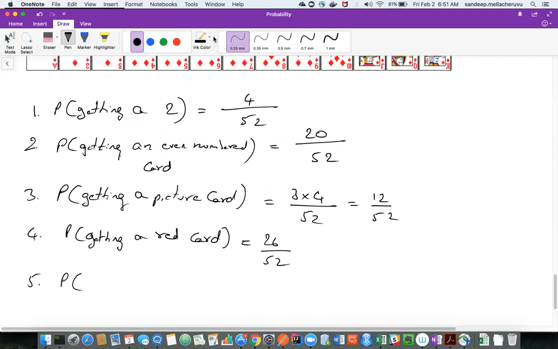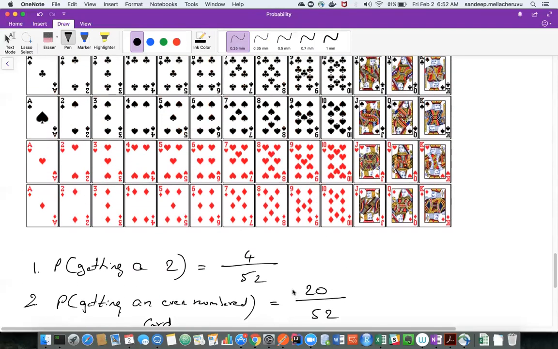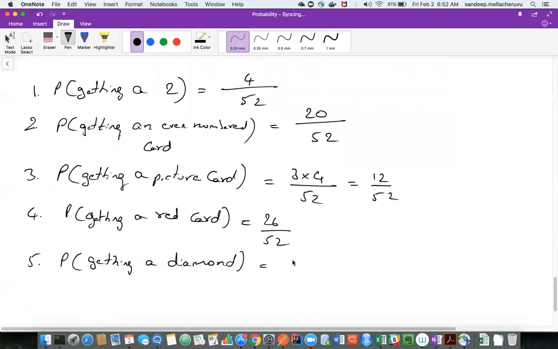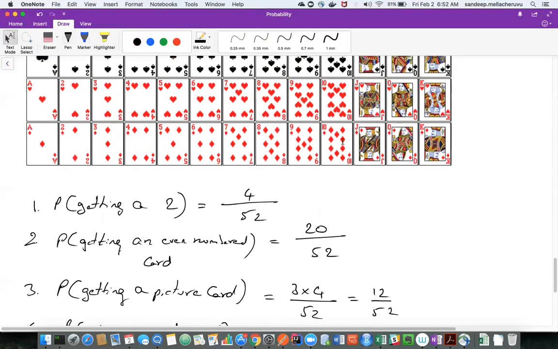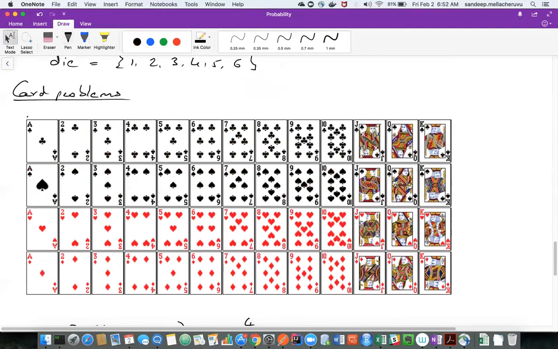Now, Vijay? Yes. Let me ask you: probability of getting a diamond. Thirteen by 52. Yeah, that's right. Thank you. 13 by 52 because one row has 13.